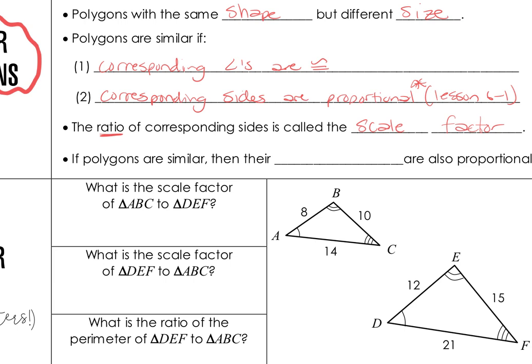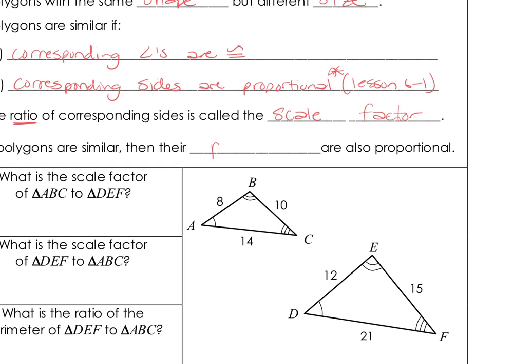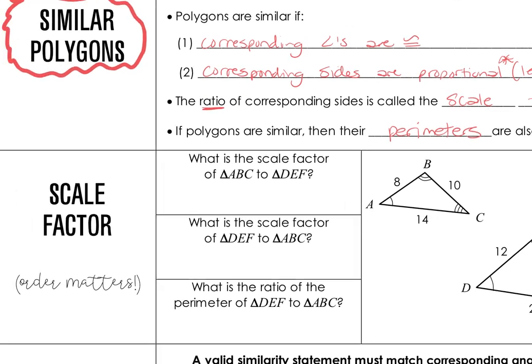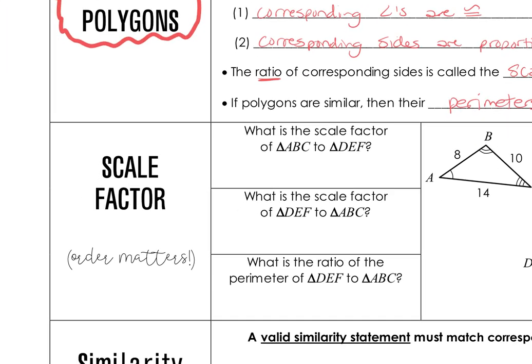If polygons are similar, then their perimeters are also proportional. Perimeters, remember, we add all of the sides up to get our perimeter. So let's go ahead and take a look at finding a scale factor.